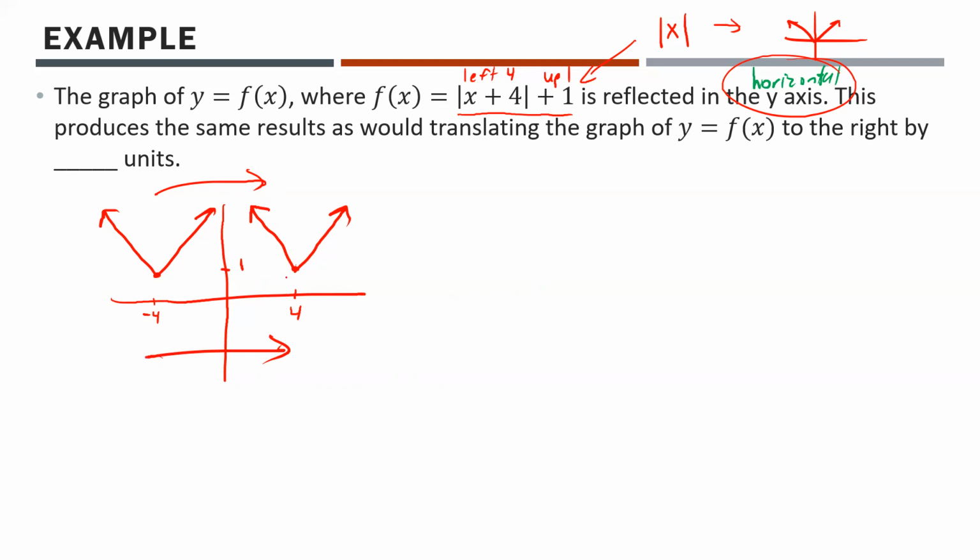Well, if it went from -4 to +4, that would be 8 units, right? So 1, 2, 3, 4, and then 5, 6, 7, 8 units. Okay. So just kind of another trick question. Sometimes a horizontal reflection can actually end up looking exactly the same as just a horizontal shift, especially if the function was symmetrical to begin with.